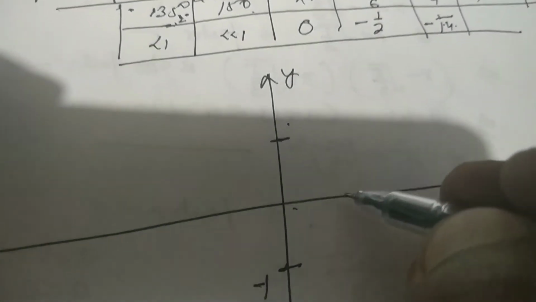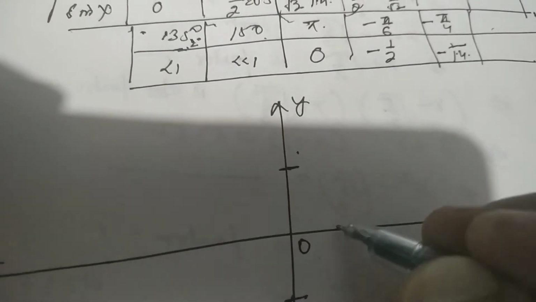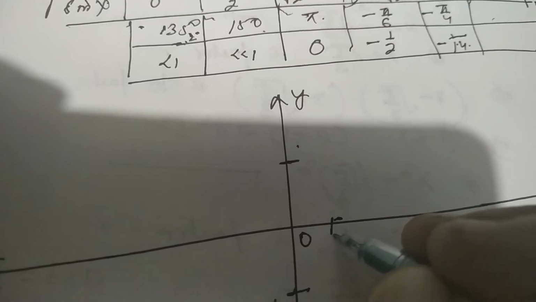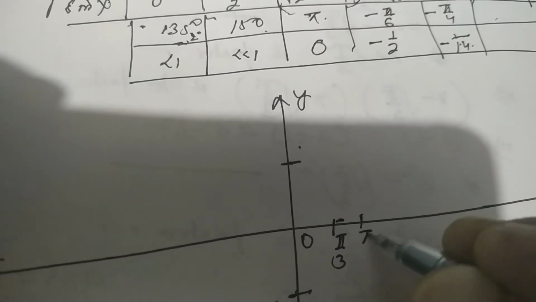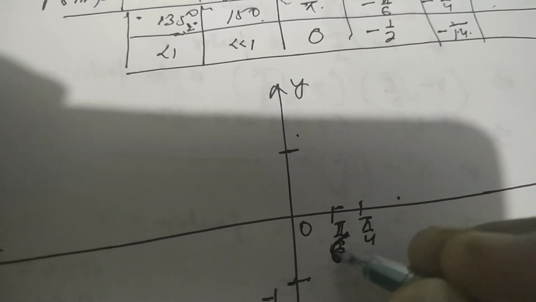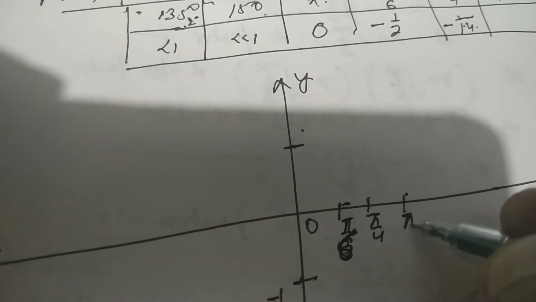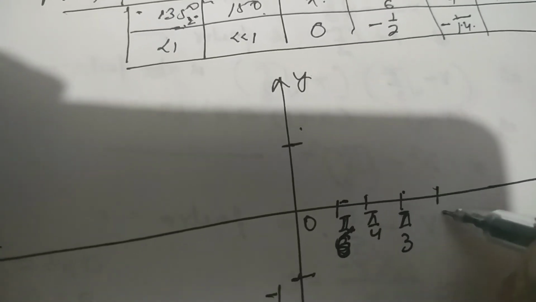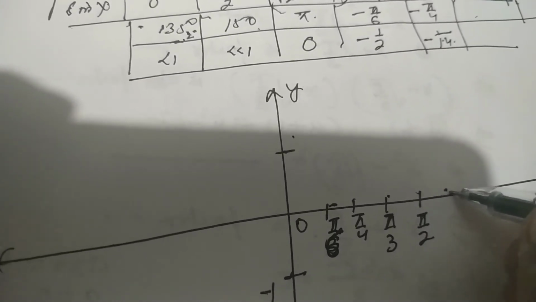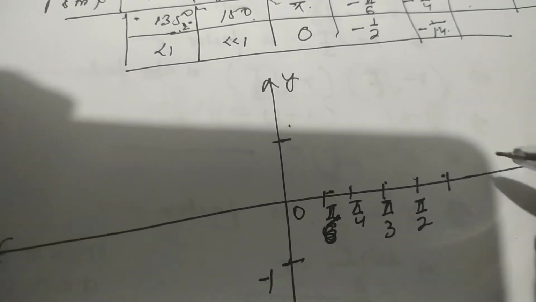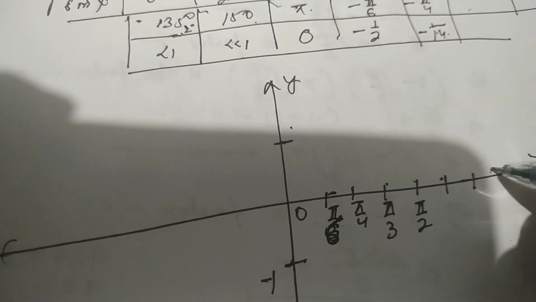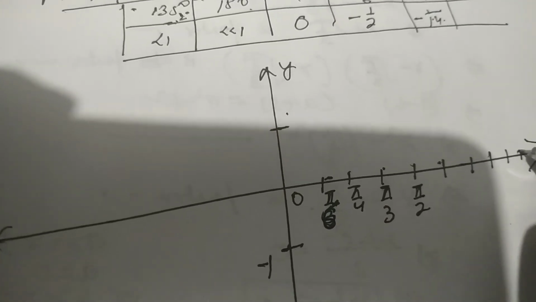The maximum value is 1 and the minimum value is minus 1. This is the dependent variable, and we are writing the angles here: π by 6, π by 4, π by 3, and π by 2. Then on the axis we mark the values 1, 2, 3, 4, 5 up to π.